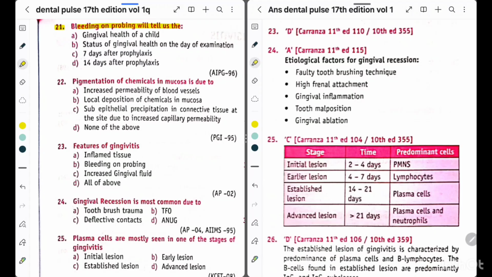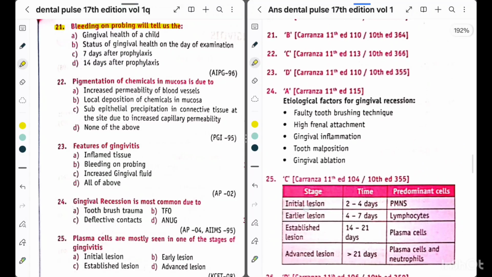Bleeding on probing will tell us the option A, gingival health of child, option B, status of gingival health on the day of examination, option C, 7 days after prophylaxis, option D, 14 days after prophylaxis. So the answer is option B, status of gingival health on the day of examination. Bleeding on probing will tell us the status of gingival health on the day of examination.